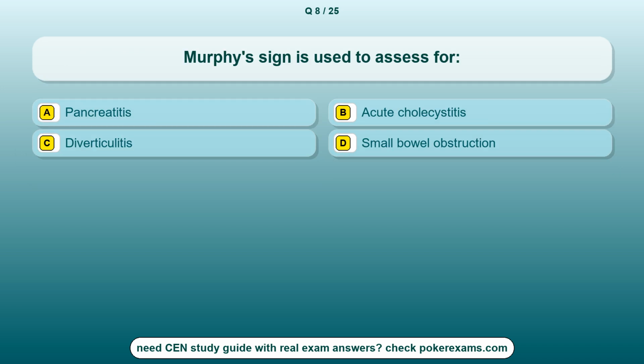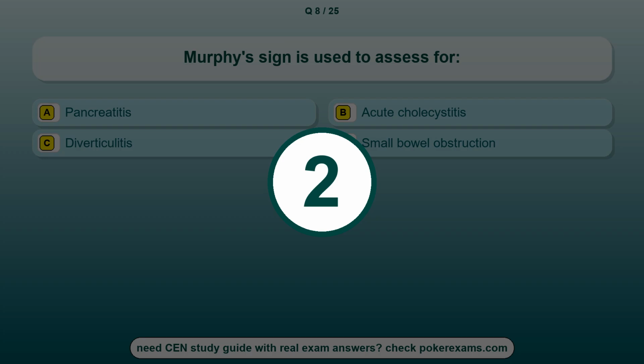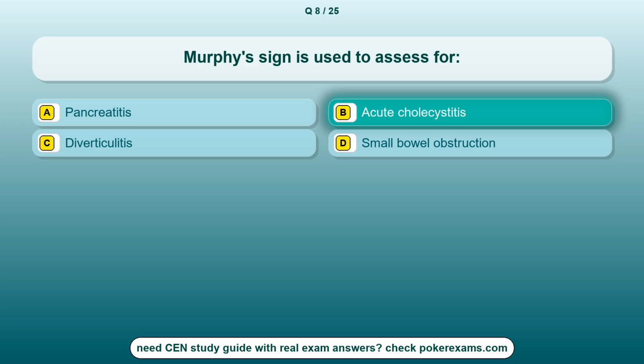Question 8. Murphy's sign is used to assess for Option A, pancreatitis. Option B, acute cholecystitis. Option C, diverticulitis. Option D, small bowel obstruction. The correct answer is option B, acute cholecystitis.